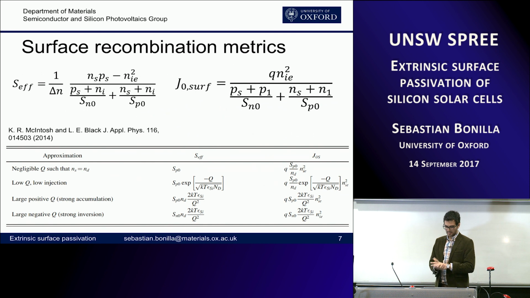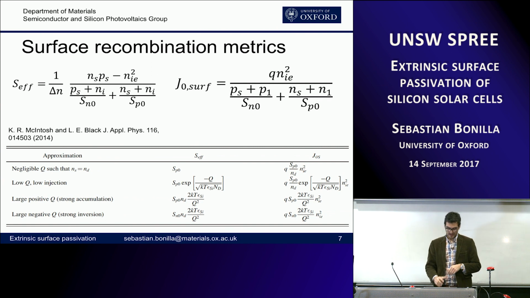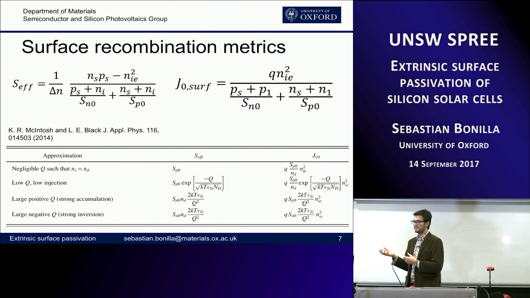Right, so the next thing, point number 2 in my agenda, was surface recombination metrics. There was this really nice study by Keith McIntosh and Lachlan Black, where they looked at two recombination metrics, surface recombination velocity and dark saturation current density. By looking at some approximations, they could see that the recombination velocity and the saturation current density would have certain dependencies, both on the number of carriers at the surface, but also on the bulk concentration of the silicon.